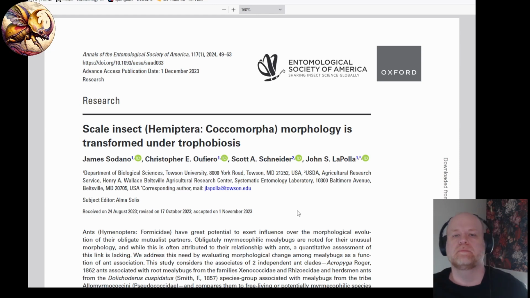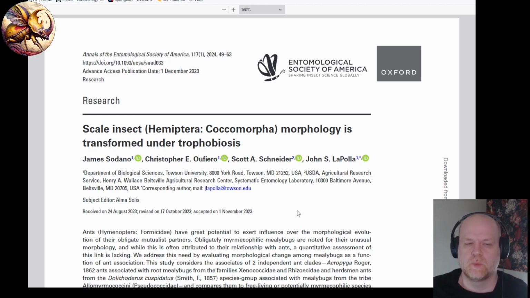And I will link this article. This is an ENTSOC, Entomological Society of America article. It's from the Annals of the Entomological Society of America, the January 2024 issue. And this particular article is open access, so all of you have access to this. I will leave a link to their website if you want to read this article on your own. It's not super long. I think it's 15 pages, but the last several pages are just citations, so it's really only 10 to 12 pages of actual text, and a lot of that is pictures. So it's not a very difficult read.